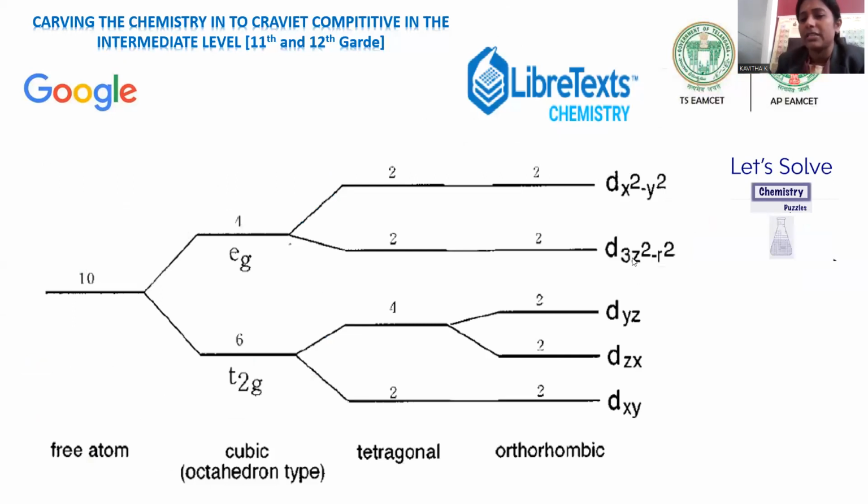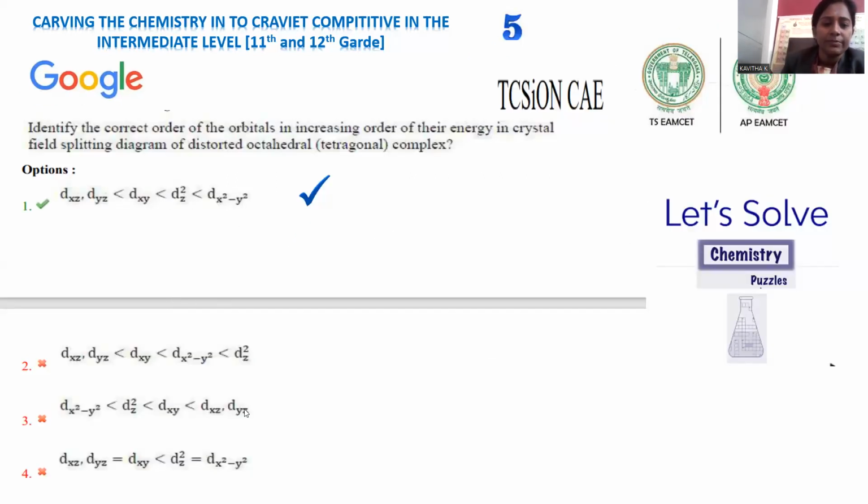If you see, dx square minus y square orbital will be the highest energy. Next is dz square. The dz square orbital has the next level of energy. So if you see, dx square minus y square equal to dz square, they are saying this is wrong. dxz, dyz, this is wrong. dz square is higher, this is wrong. The only possibility is dx square minus y square is higher, and the next level will be dz square.